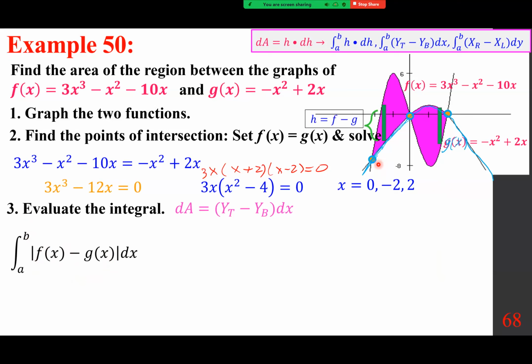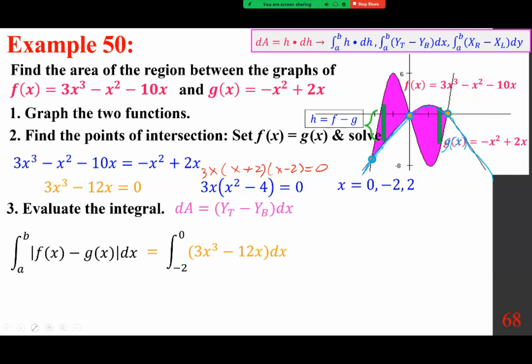So, for example, right here, f is at top. So when we want to evaluate this from negative 2 to 0, the x coordinate is negative 2 to 0, f minus g, this minus this one. But when we go from 0 to 2, then it's the other way around. G, the quadratic function, is at top. So from negative 2 to 0 is this, okay? Because remember, if we put everything to the right, it becomes 3x cubed minus 12x, right?